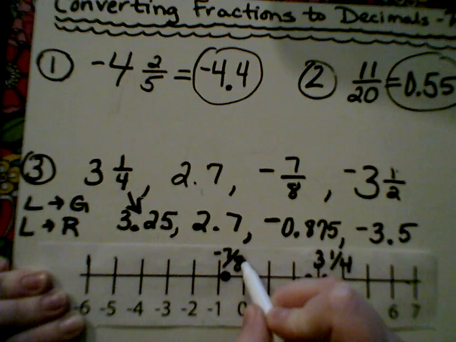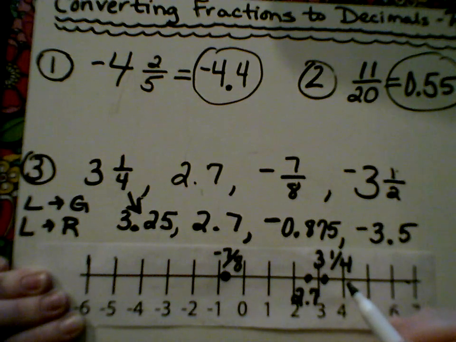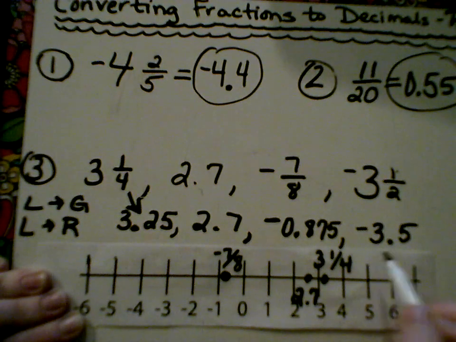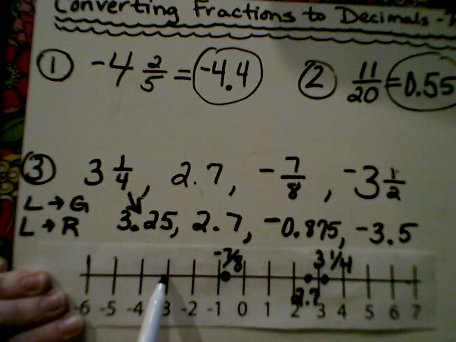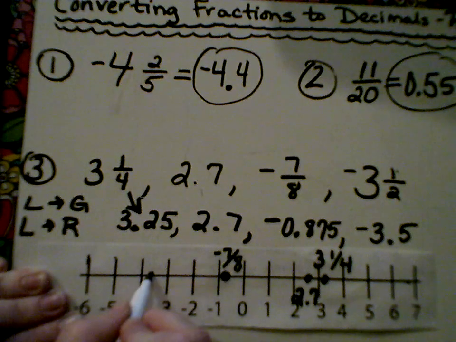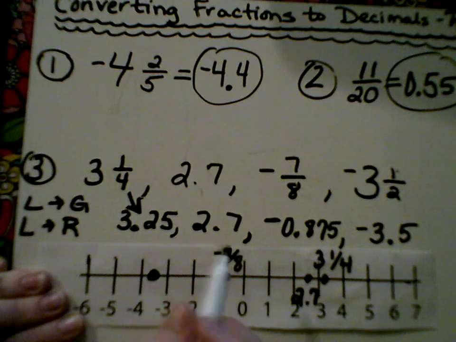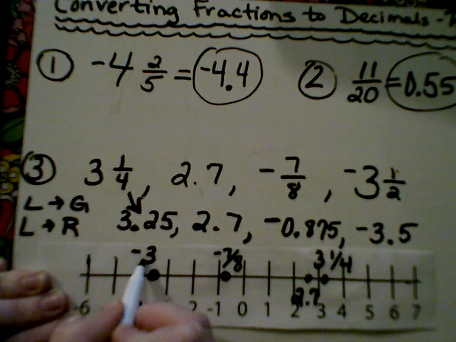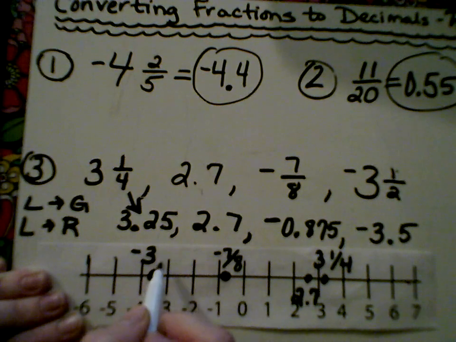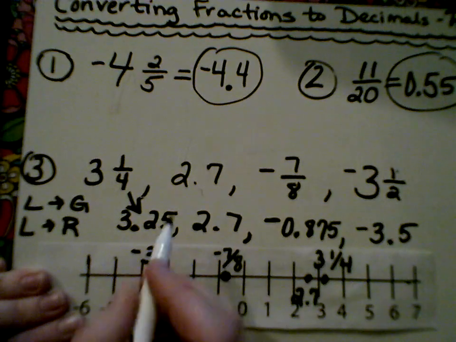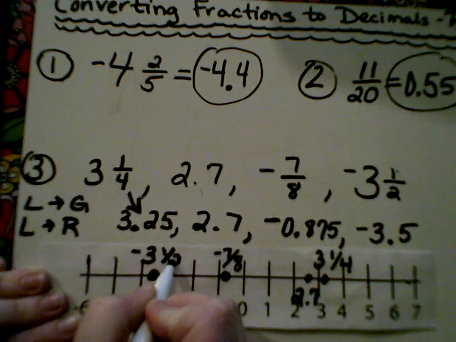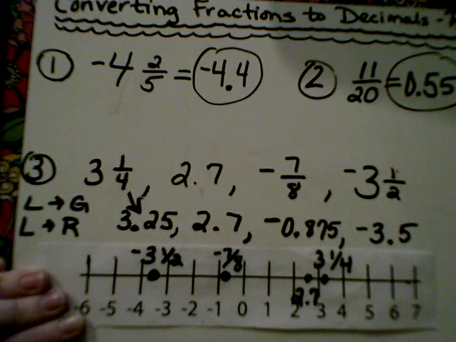Negative 7/8. Then I need to graph negative 3.5. So negative 3 and halfway to 4 is negative 3.5. I'm not going to put 0.5 because it's written as a fraction. 0.5 is just to make it easier to graph.